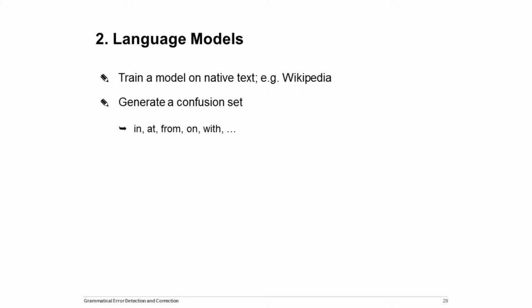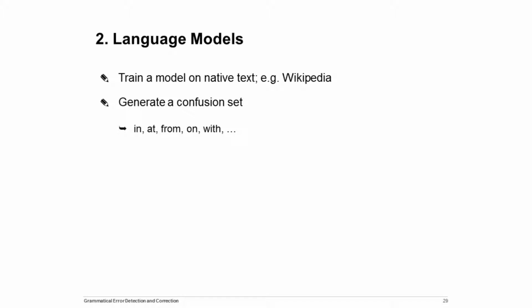How do we use this in error correction? So the first thing you do is you train a model on a large amount of text. You can download all of English Wikipedia and train on that, and that's a reasonable model of how English works. So that gives you the model, but then you also want to generate a confusion set.